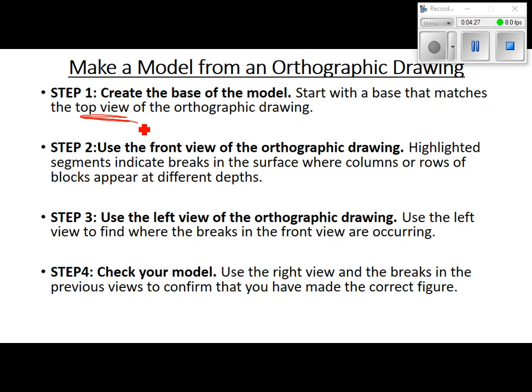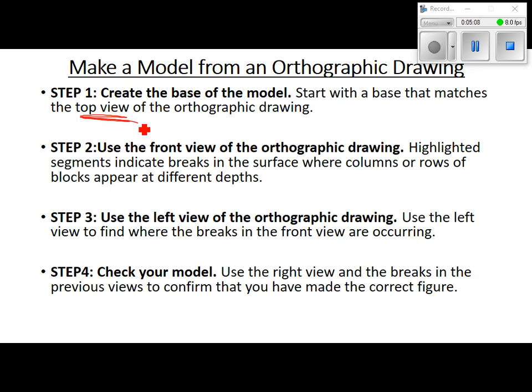Highlighted segments indicate breaks. What a break is, when you're looking at a view, maybe one part goes in farther than another part, or one part sticks out farther than another part. Well, if you're just looking at that one view, you really can't see the depth of the object. So if we're looking at that view, there's going to be a break there, and you're going to have to show that break on your drawing. Use the left view of the orthographic drawing to find where the breaks in the front view are occurring.